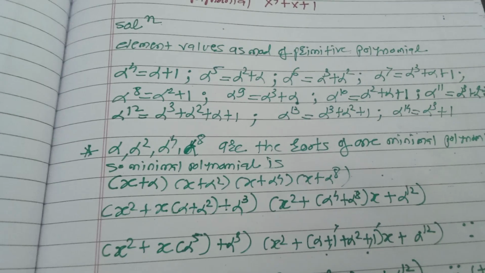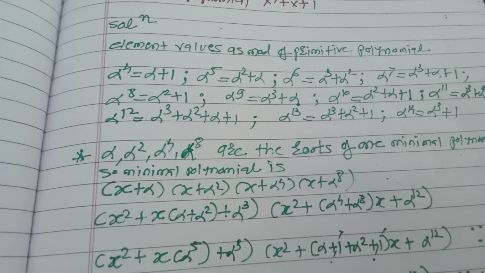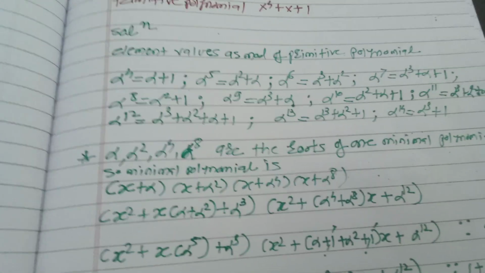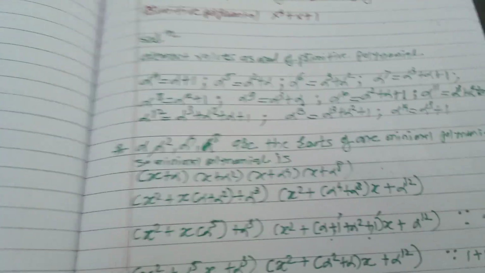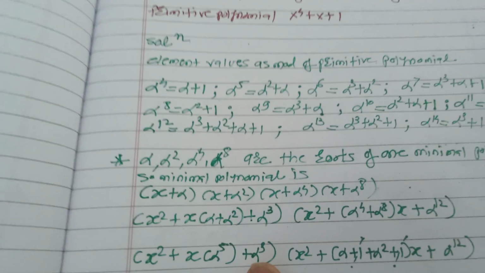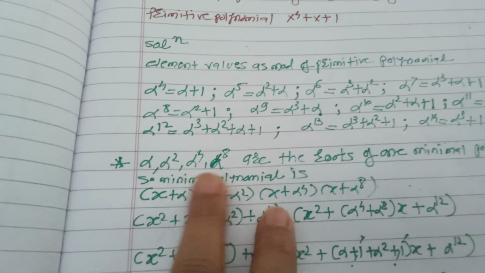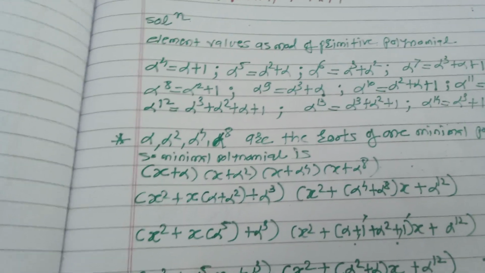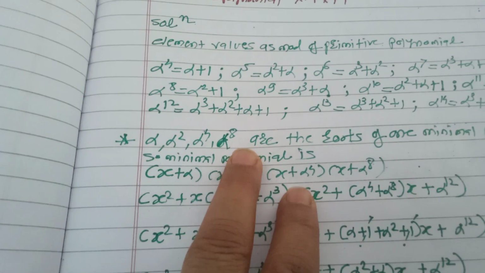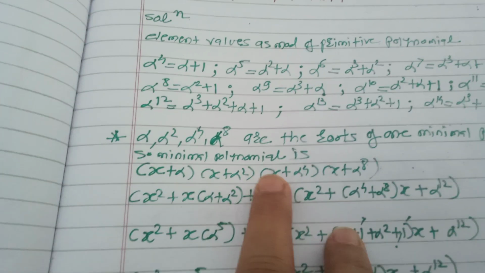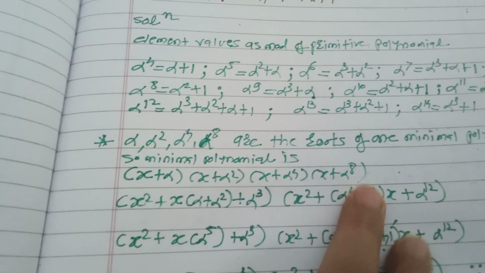So we have seen that alpha square, alpha raised to 4, alpha raised to 8 form one set of conjugates. What is a set of conjugates? That means this set belongs to one minimal polynomial; these are the roots of one minimal polynomial. So we can obtain the minimal polynomial corresponding to these elements like this: x plus alpha square, x plus alpha raised to 4, x plus alpha raised to 8.